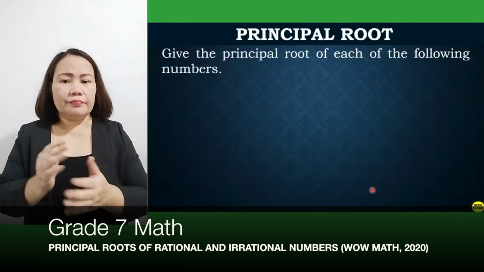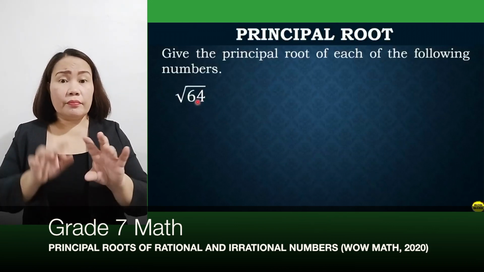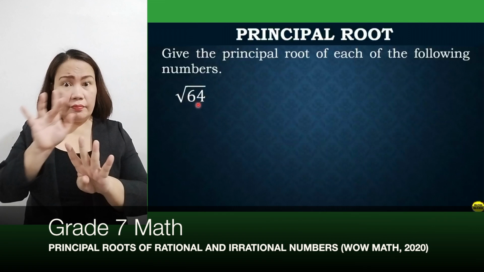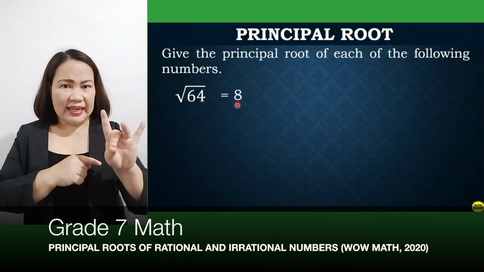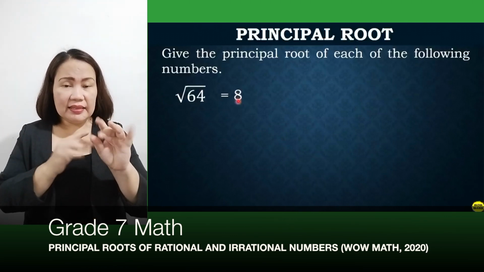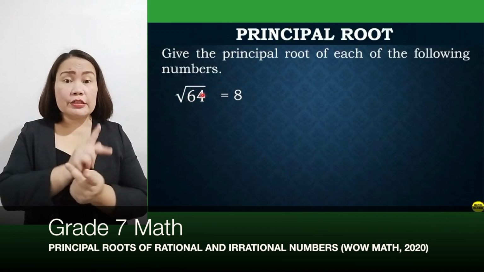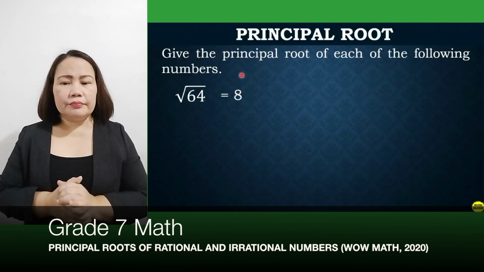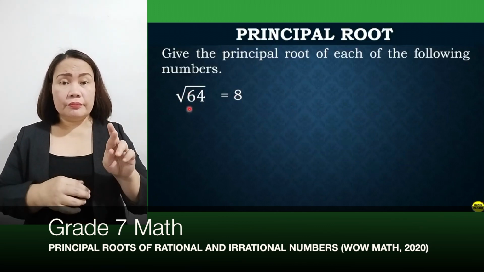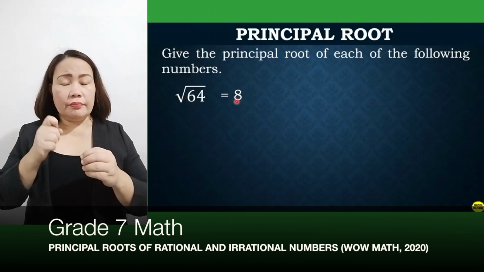Give the principal root of each of the following. So I have square root of 64. Square root of 64 is a perfect square. Okay, so therefore, principal root lang ang hinahanap natin. So that is positive 8. Okay, because 8 times 8, that is 64. So 64 is a perfect square. Okay, so bakit positive lang to? Kasi ang hinihingi lang po ay principal root. Okay, so this is a rational number. Square root of 64 is a rational number kasi yung square root niya is a rational.